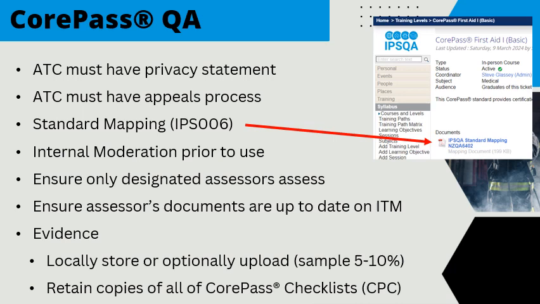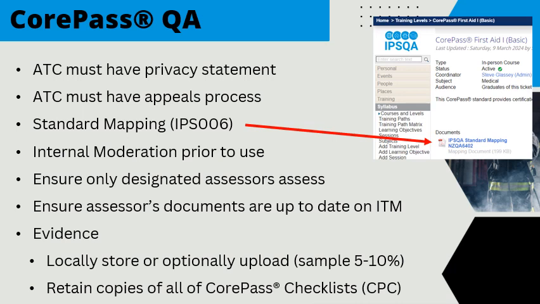ATCs must also have their own appeals process for CorePass assessment that directs the candidate to the ATC in the first instance. Though ATCs do not have to submit their assessment tools for pre-approval, they are responsible for ensuring they use assessment tools that meet the requirements of the CorePass standard.